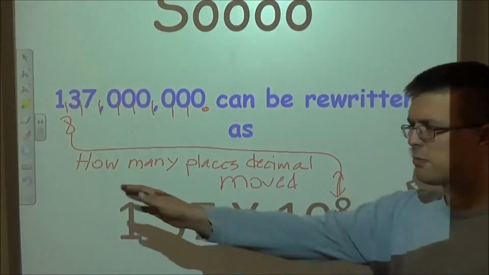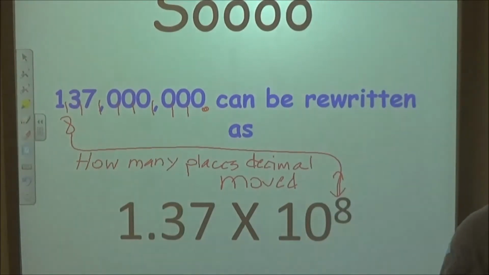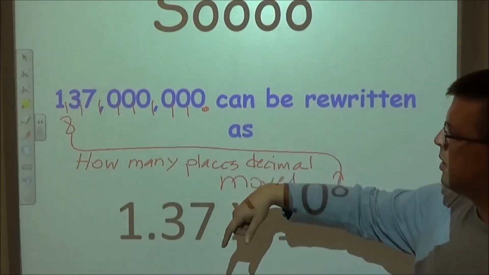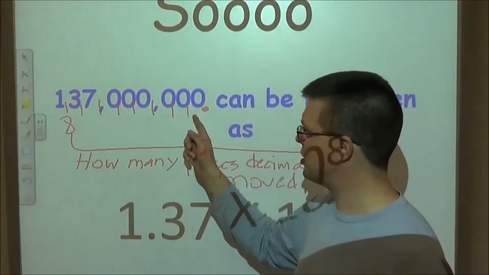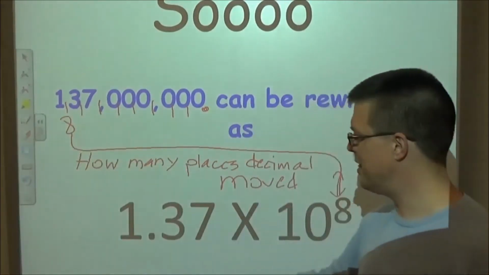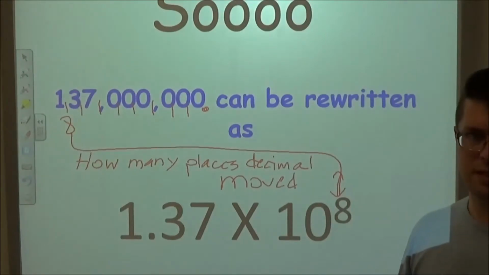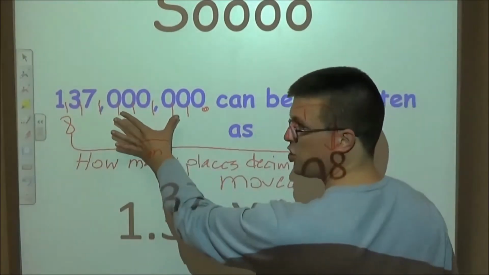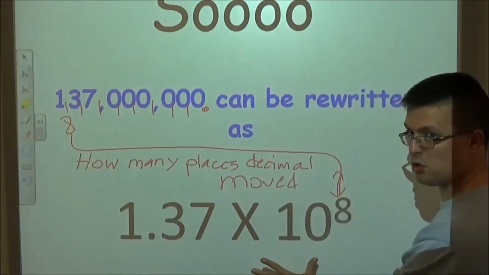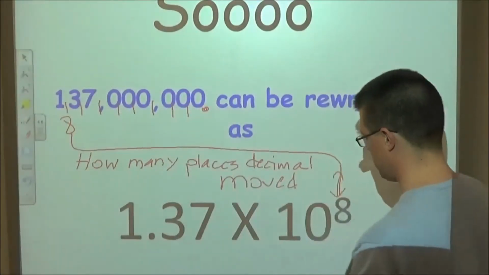When we move that decimal over, you can put the little tick marks in if you want to, until you hit a number between 1 and 10. You write that number down, then you go back and just count how many times you moved it. And that's what's going to be on your base 10 there. And that's how we turn standard notation into scientific notation with whole numbers.